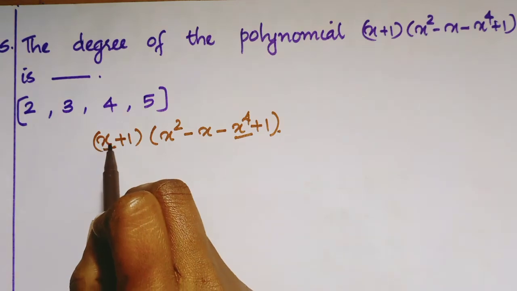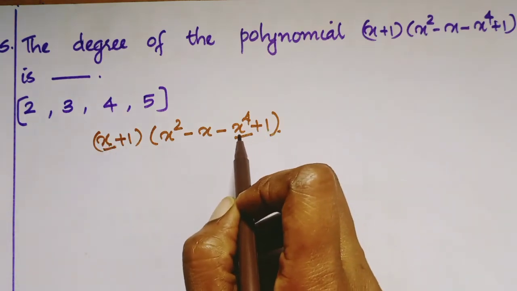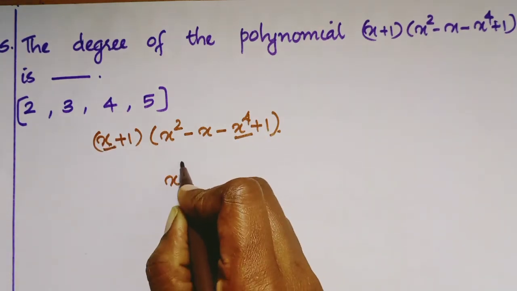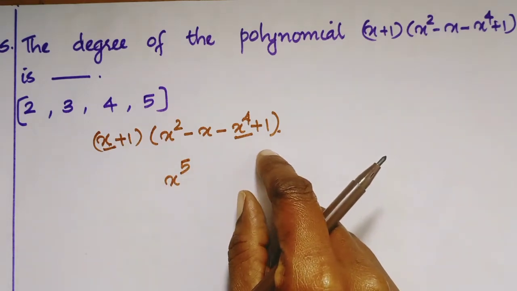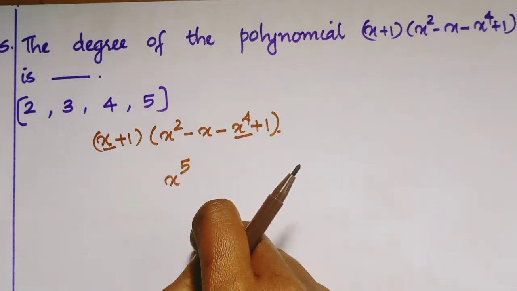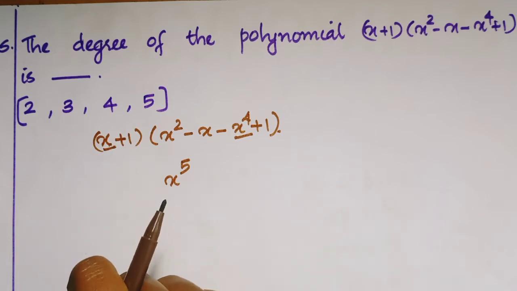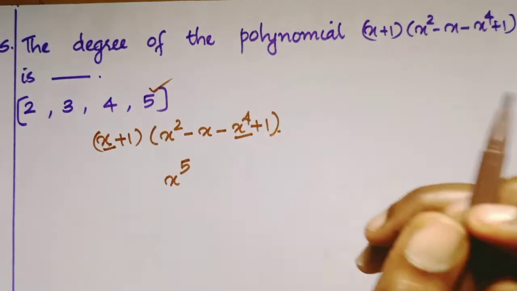Then let us multiply them. X multiplied by x raised to 4 gives x raised to 5. That will be the highest power of the required polynomial. Okay. So the answer will be 5.